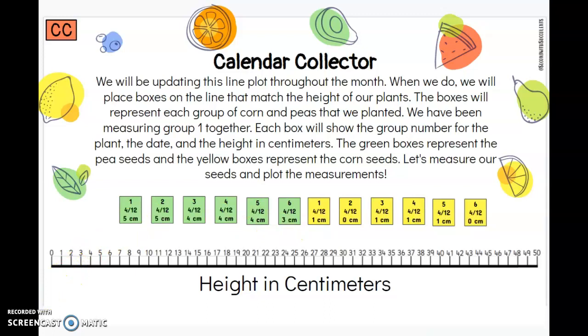Now, I've already written down our measurements for each group of plants. We can see our plants that we've measured, group 1 here, the date, April 12th, and 5 centimeters. I've done the same for all of the pea seeds and the same for all of the corn seeds. Now I need to decide where to put these boxes on my line plot. Let's zoom in for a closer look.